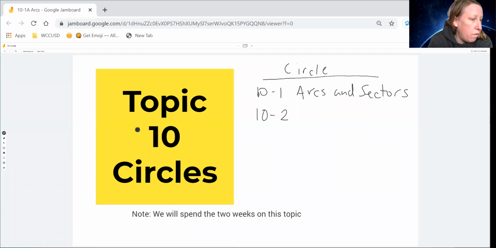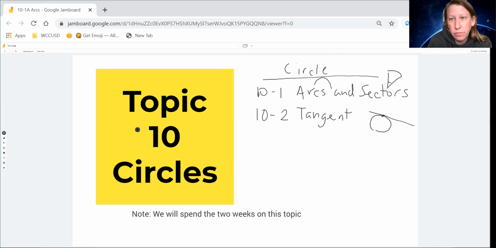And then we have something called tangents, which are different than the tangents in a right triangle. They're basically, if you have a circle, there's a line off of the circle. This is called a tangent line. It touches the circle at exactly one spot. Arcs are like that. Sectors are like slices of pizza. Some pepperoni on there.